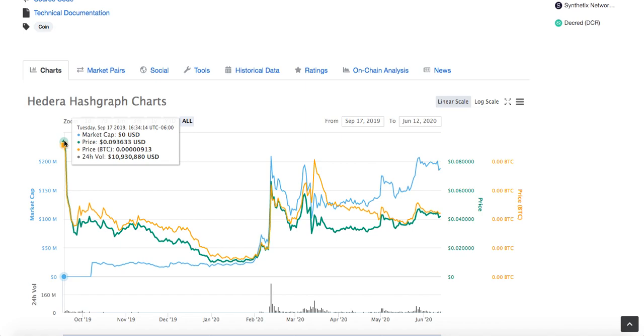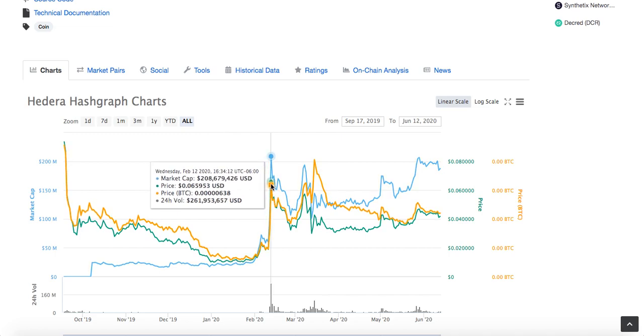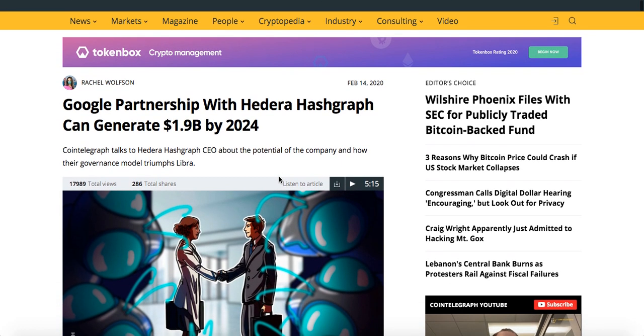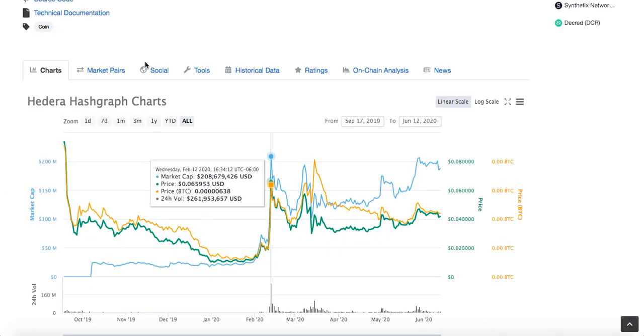And as you guys may know, it bottomed out in the beginning of this year, and it blasted off in February, hitting its all-time high of almost six and a half cents. That was because of the Google partnership with Hedera Hashgraph. This is huge, guys. Google is one of the biggest brands and companies in the world, and them partnering with Hedera Hashgraph is just mind-blowing, and I think it's just the beginning of Hedera Hashgraph.